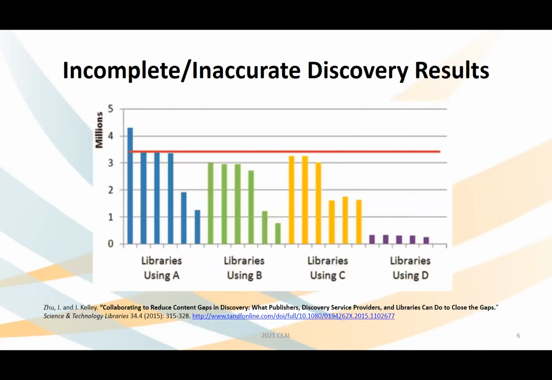So how do these problems in discovery service related tools impact end user experience? In 2015, I published a paper titled Collaborating to Reduce Content Gaps in Discovery. I searched for IEEE content with full text links in 24 libraries all over the world that subscribe to our content, but use different discovery tools. We found that over half of the libraries were missing over half of the subscribed content in their discovery tools.